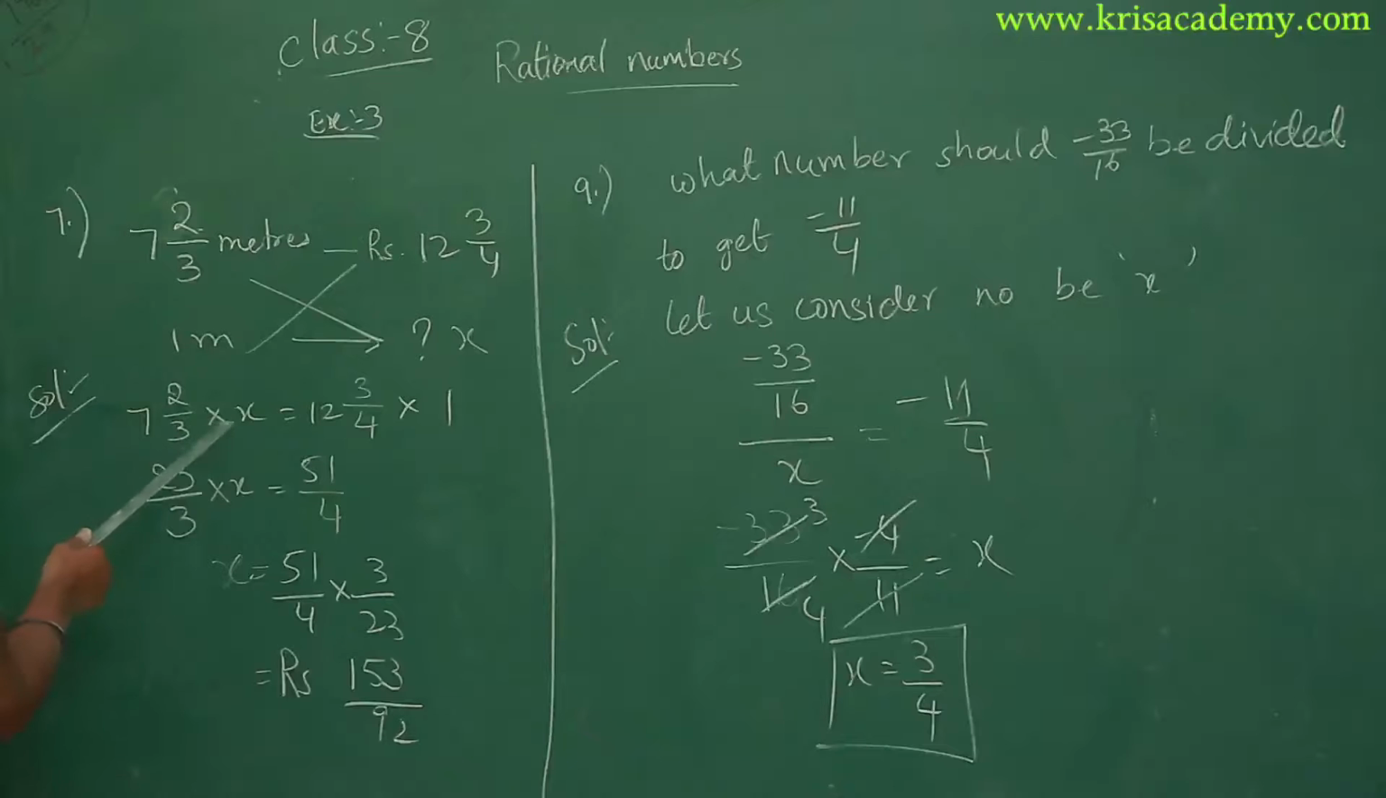7 2 by 3 into x is equal to 12 3 by 4 into 1. 7 2 by 3 you have to convert into mixed fraction into improper fraction. How? 7 3s are 21, 21 plus 2, 23 by 3 into x is equal to 12 4s are 48, 48 plus 3, 51 by 4. X equal to 51 by 4 into 23 by 3 will be reversed as 3 by 23. 51 3s are 153. 4 23s are 92. So 1 meter cloth is 153 by 92 rupees. So this is your 7th problem.